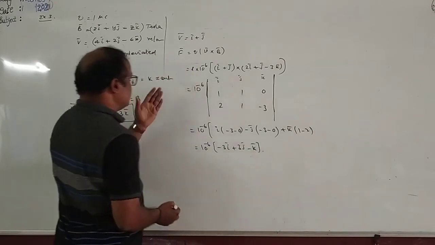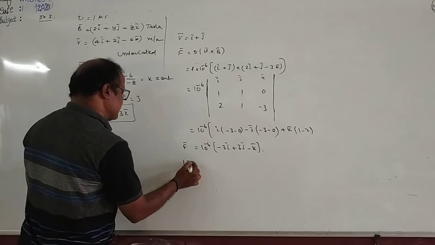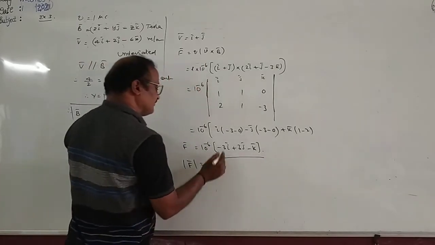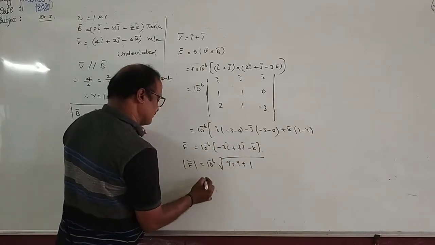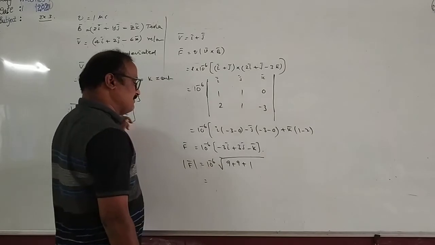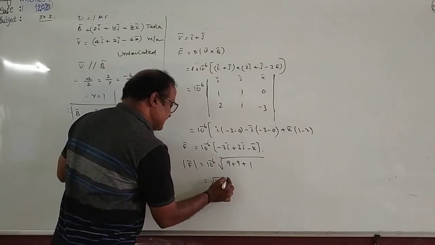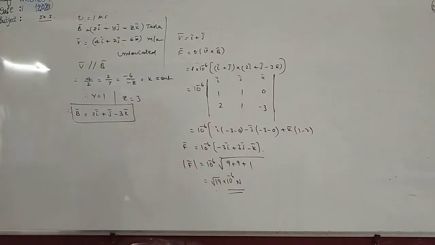Okay, this is the force acting on the charged particle. Magnitude of the force, mod F, is equal to 10 power minus 6 into root of 9 plus 9 plus 1. 9 plus 9 is 18, plus 1 is 19. Root 19 into 10 to the power minus 6 newtons. So this is the force acting on the charged particle in the second case.